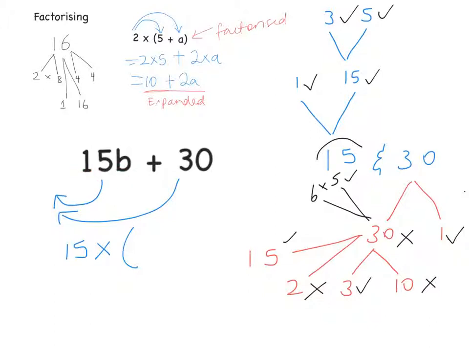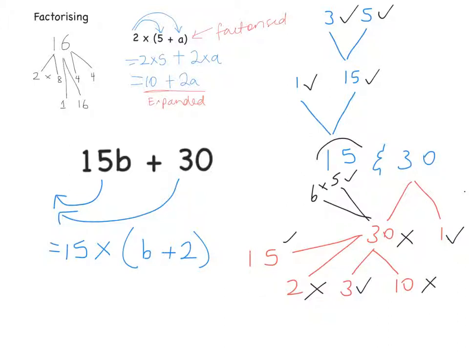What times by 15 gives me 15b? It's b, that's right. Now, what times 15 gives me 30? So what number times 15 gives me 30? Well, if we go back over here, we know that it's 2, just by looking at our factor tree. So 2. Now, the beauty of doing factorising is that you can check your answer by expanding. So we can check that by saying 15 times b is 15b. 15 times 2 is 30. And that's how we have our answer.